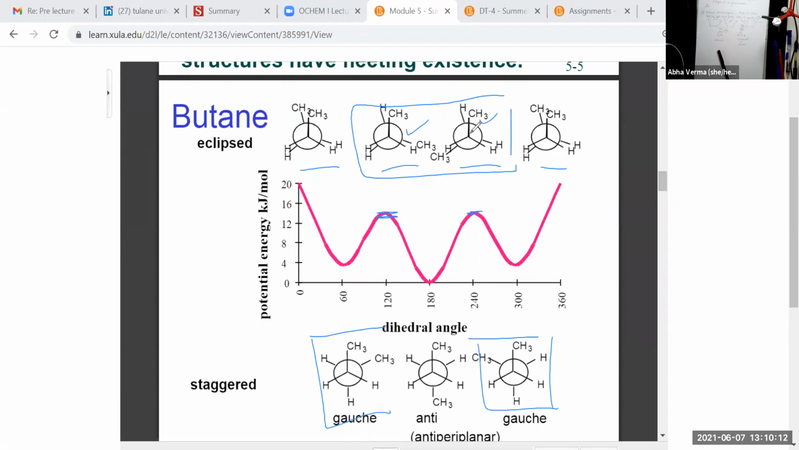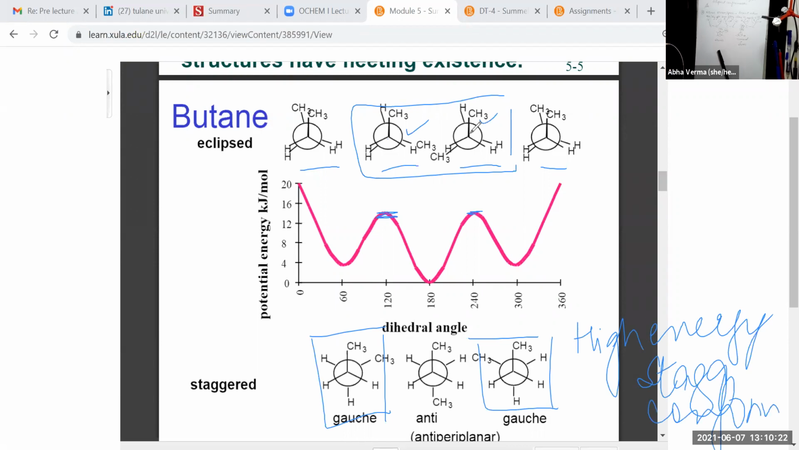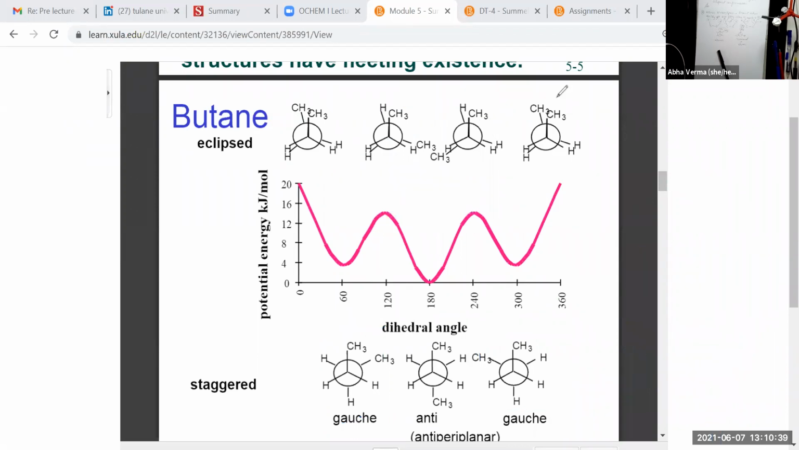Either of these two will be the high energy staggered conformation. So read the question. You may not always get the lowest energy to draw or the most stable one to draw. You may be asked the least stable. You may also be asked the second least stable. So you have to decide where you will see most torsional strain, where you will see more steric strain.